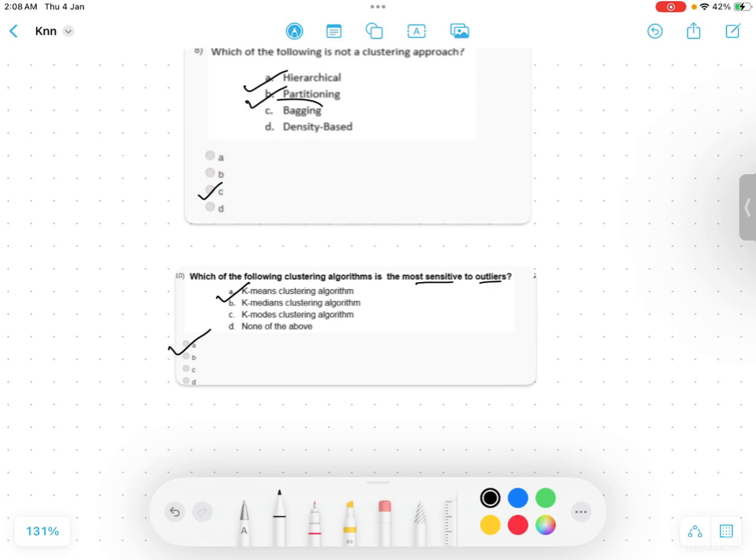Okay, that is all about the questions from clustering algorithms. Apart from that, I have already done questions on different topics, so you can go through those.